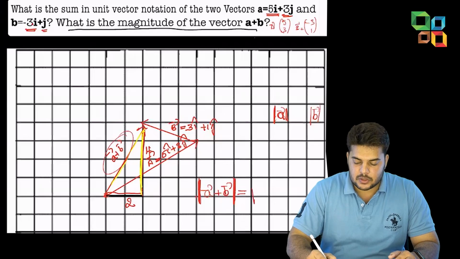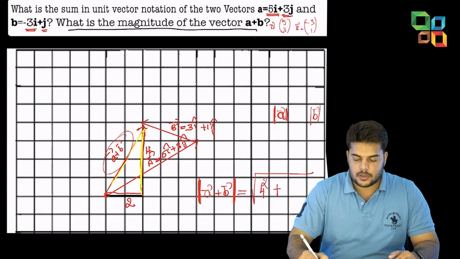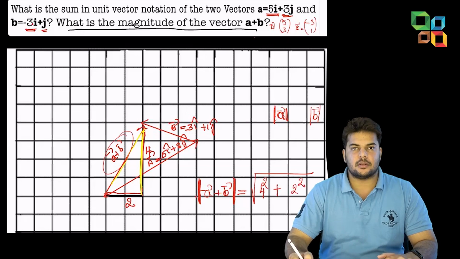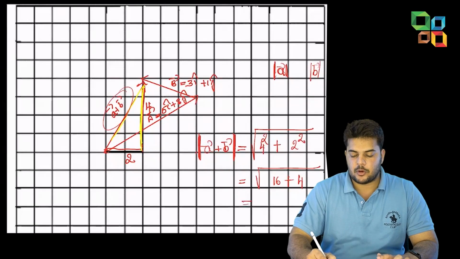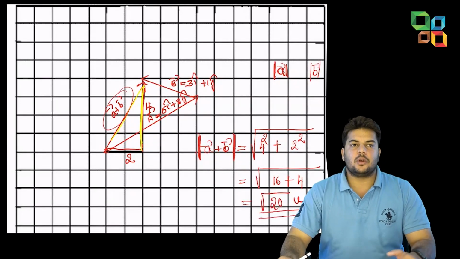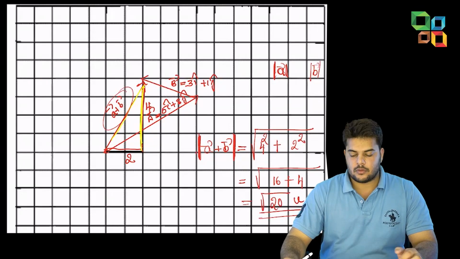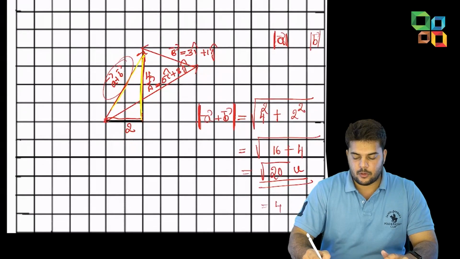So this is nothing but the square root of 4 square plus 2 square. Pythagoras theorem. So 4 square is 16 plus 2 square is 4. This will come out to be root of 20 units, which I think Rohit told us is around 4.5.